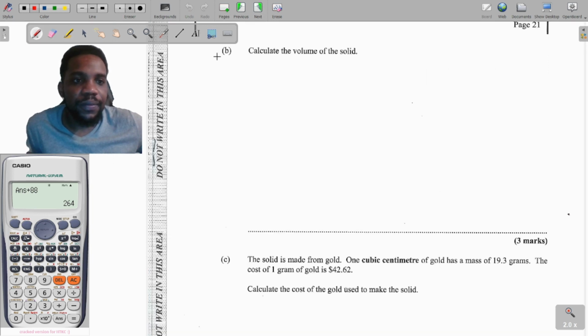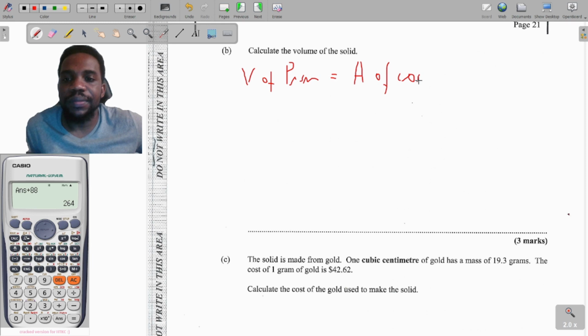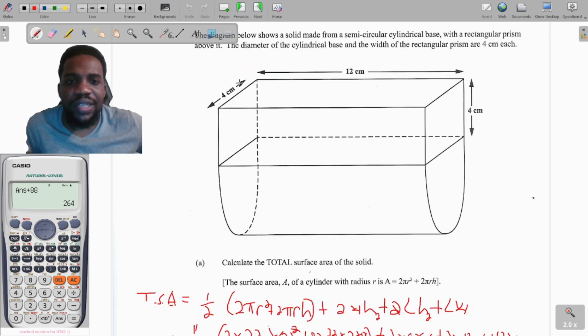So this is it. Volume of prism equals area of cross section multiplied by the length. So I just need to find the area of the cross section. Alright, let me go back so you can see what I mean. The cross section is really this part, which turns out to be a square, because if this is 4 and this is 4, it also means that this here is 4 centimeters. And down here you have a semicircle, where the diameter is 4. So pretty much everything is taken care of there. And the length here is 12. So let's go.